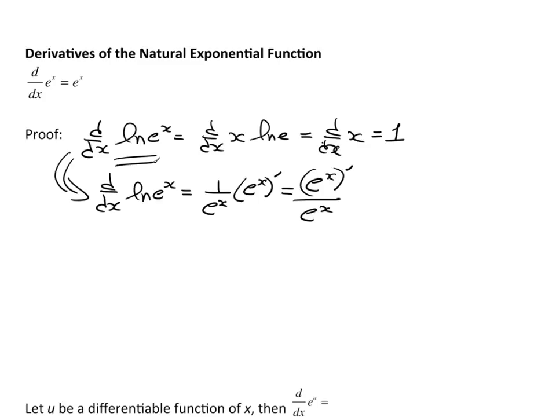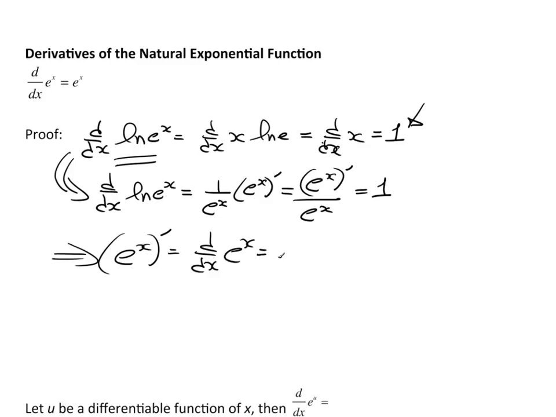But I know, because I just showed, that this derivative is also equal to 1. That's what I showed right there. So that implies that e to the x prime, which is just simply another way of writing d dx of e to the x, is equal to e to the x times 1, which is e to the x.